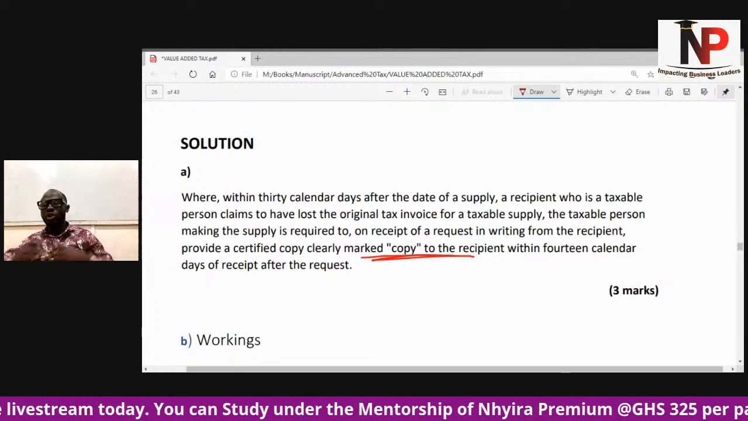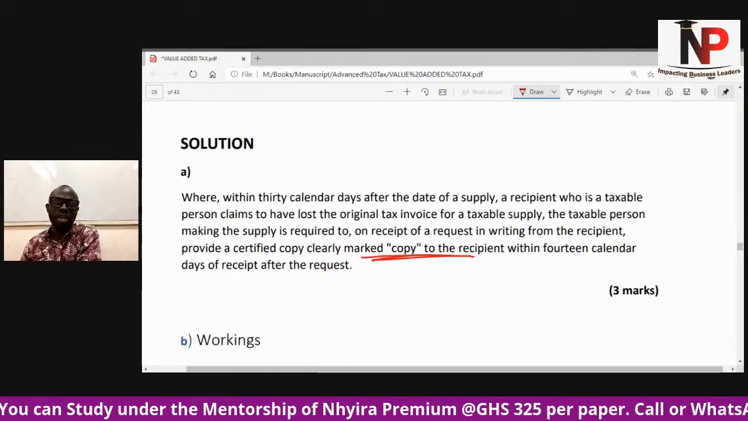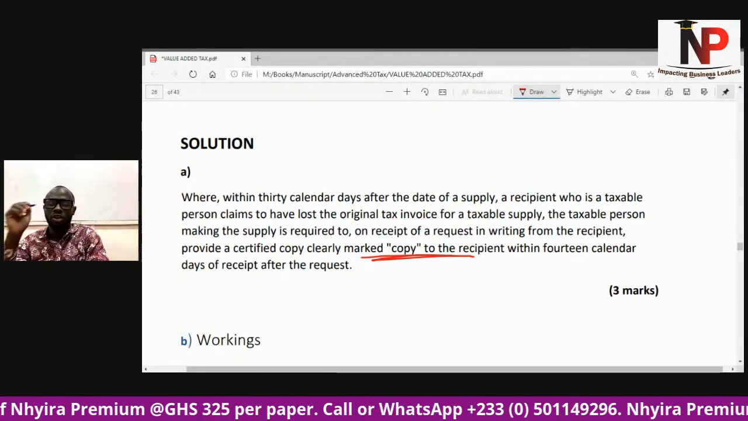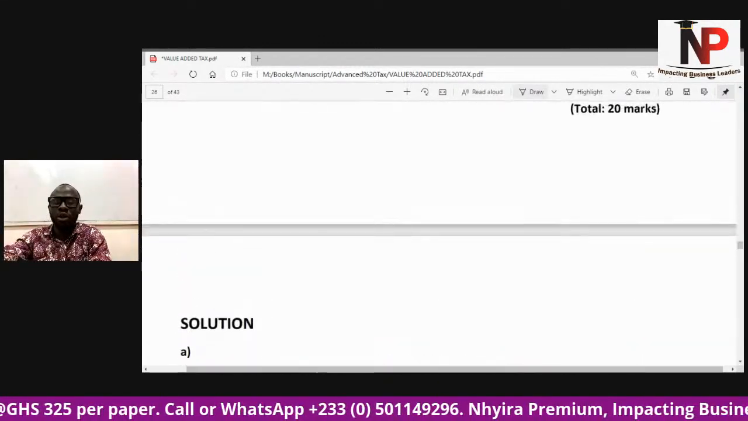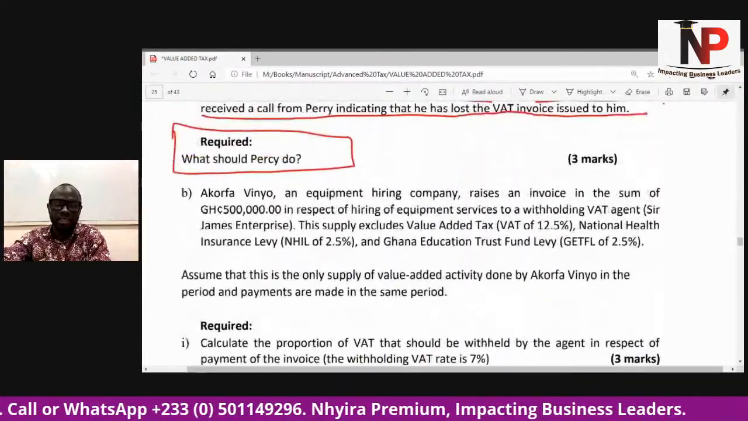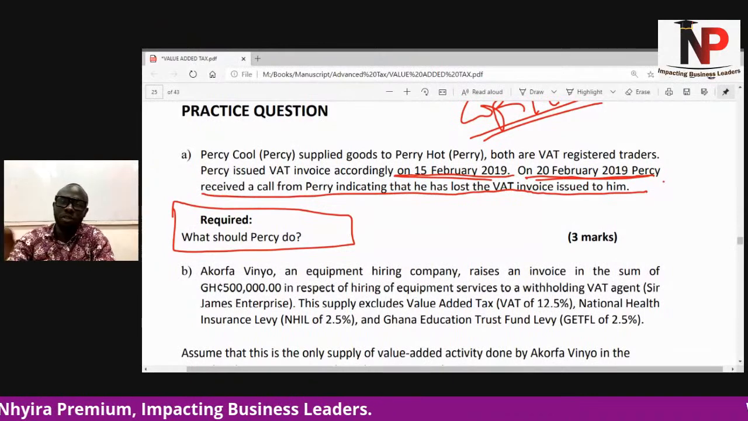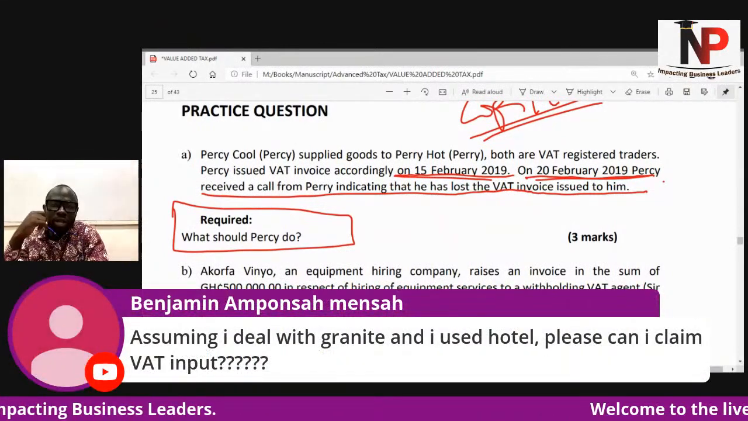Are you getting it? So that is the thing that Percy Limited can do in relation to this circumstance. So that is what we do when there is any scenario like that. So that is for 3 marks. You write out the principle and then you go away.